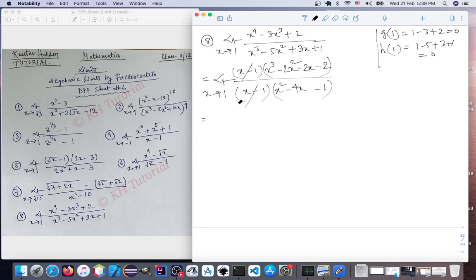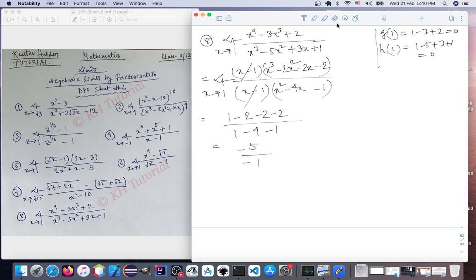Now if we substitute x as 1 in the leftover term, we get the answer as 1 minus 2 minus 2 minus 2 divided by 1 minus 4 minus 1. This becomes minus 5 over, what is this, minus 5 minus, this is minus 4, this is minus 4. So the answer becomes 5 by 4.